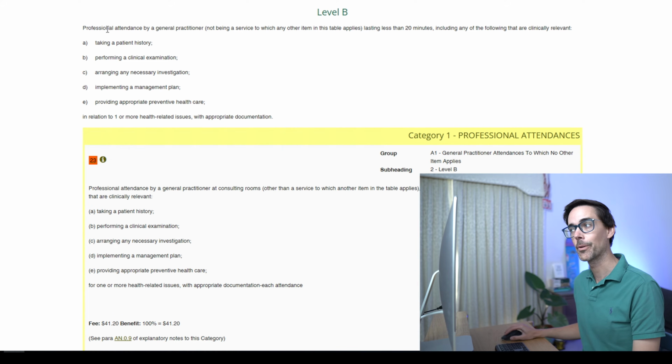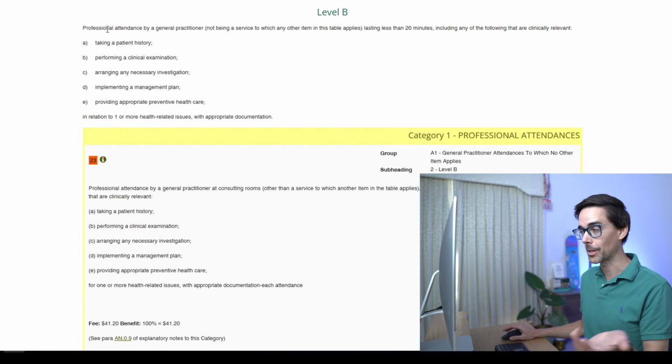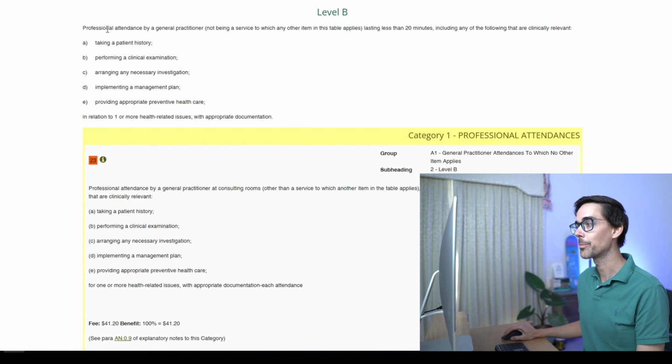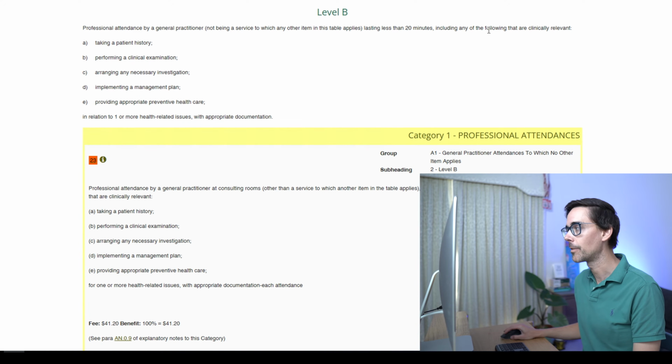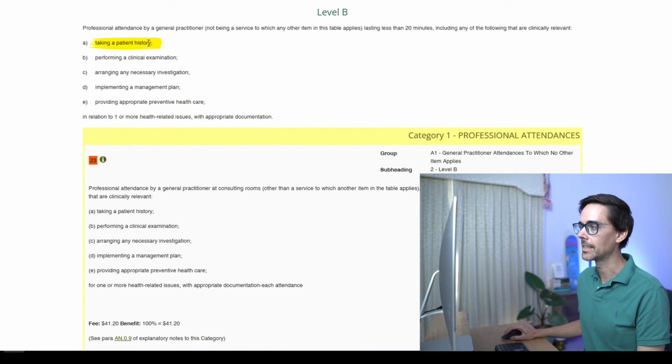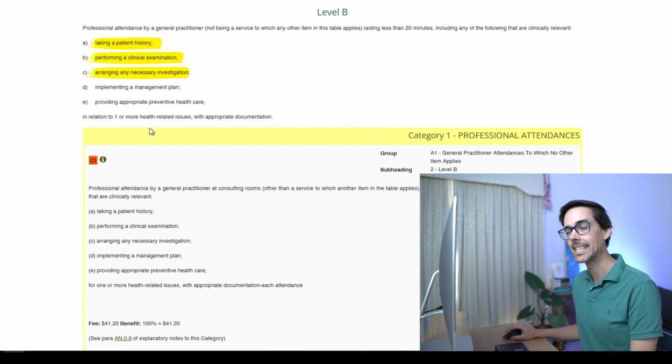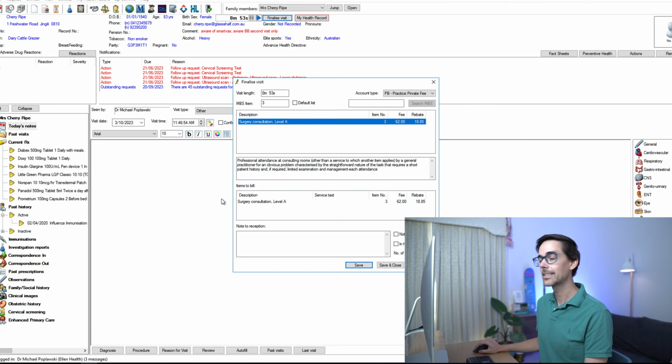So as you can see, for a 23, which is the one that I was talking about, between 6 and 20 minutes, this is a professional attendance by a general practitioner lasting less than 20 minutes and including any of the following that are clinically relevant: the history, the exam, necessary investigation, in relation to one or more health-related issues with appropriate documentation. Let's go back to our patient.